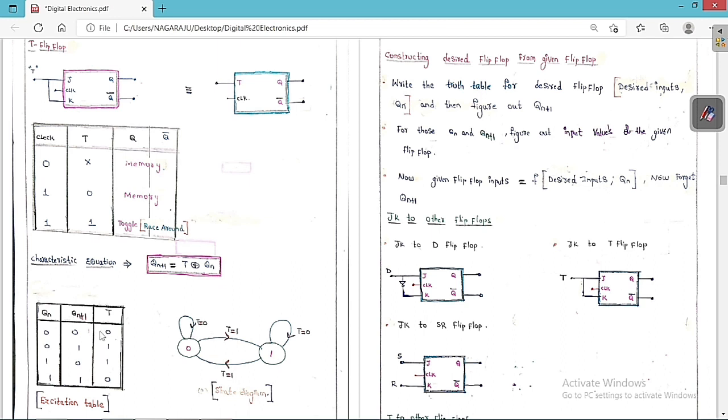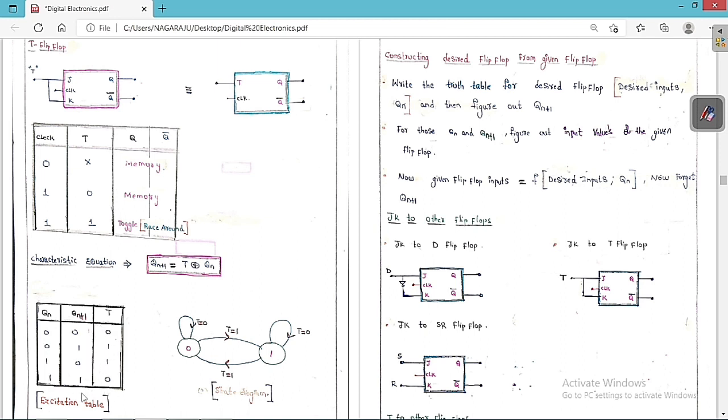Now let me tell you about the excitation table. For this input T, we want to change Q of n to Q of n plus 1, for 0 0, 0 1, 1 0, 1 1. These are the combinations, and for these we have to see what input we have to give. If we want to change from 0 to 0, we definitely have to give memory, which means T is 0. 0 to 1 means you have to give toggle, T is equal to 1. If you want 1 to 0, you have to give toggle, which is 1. If you want 1 to 1, it is memory, which is 0.